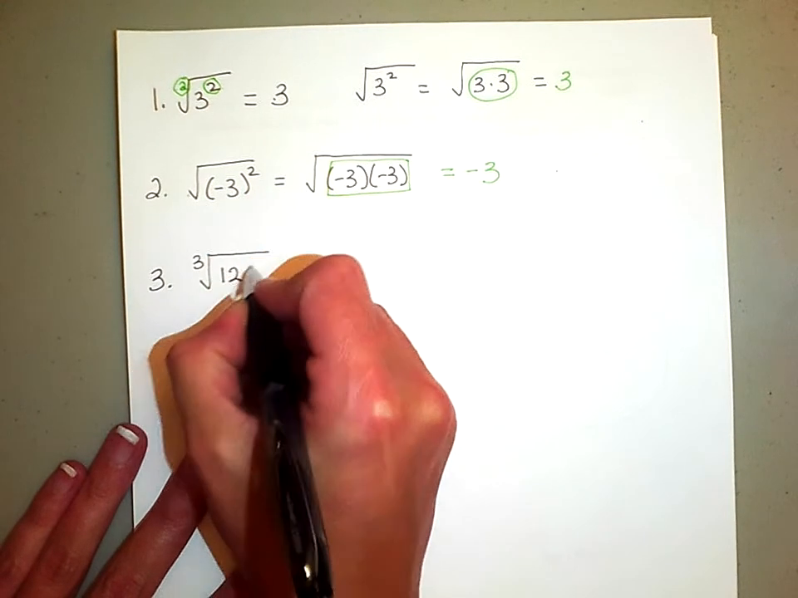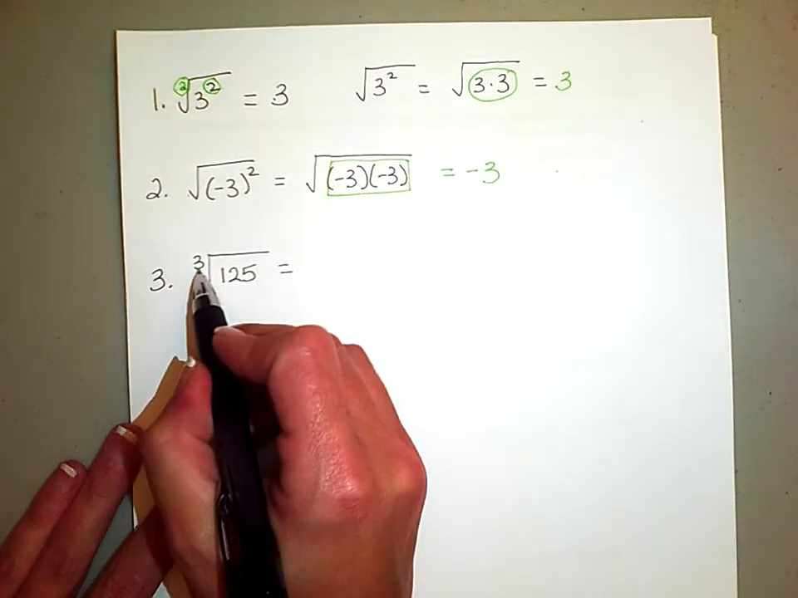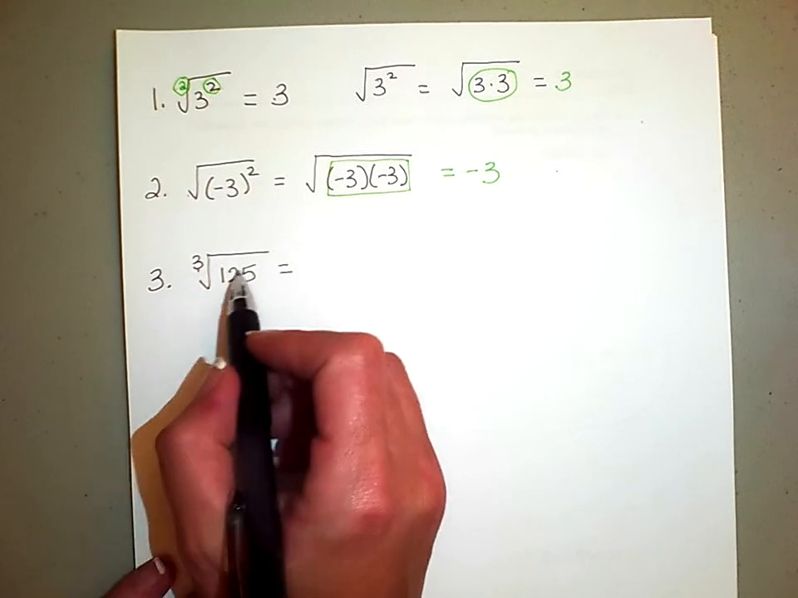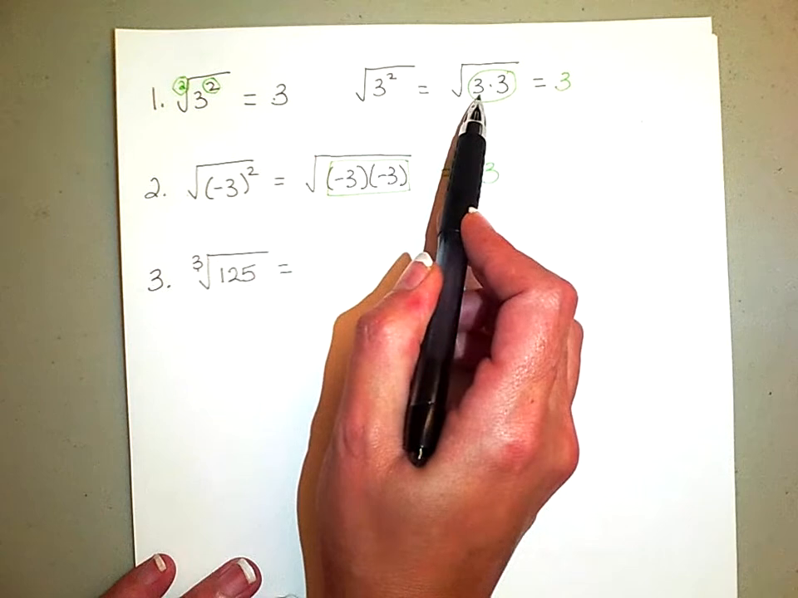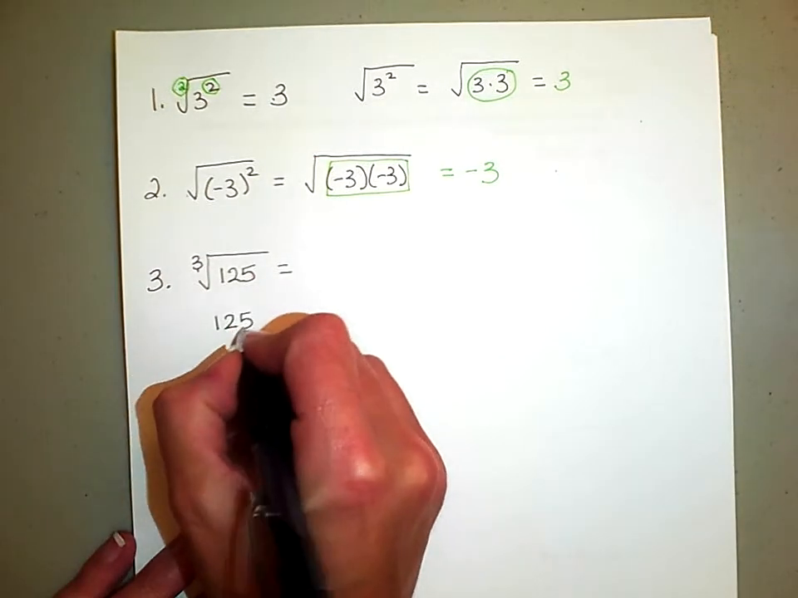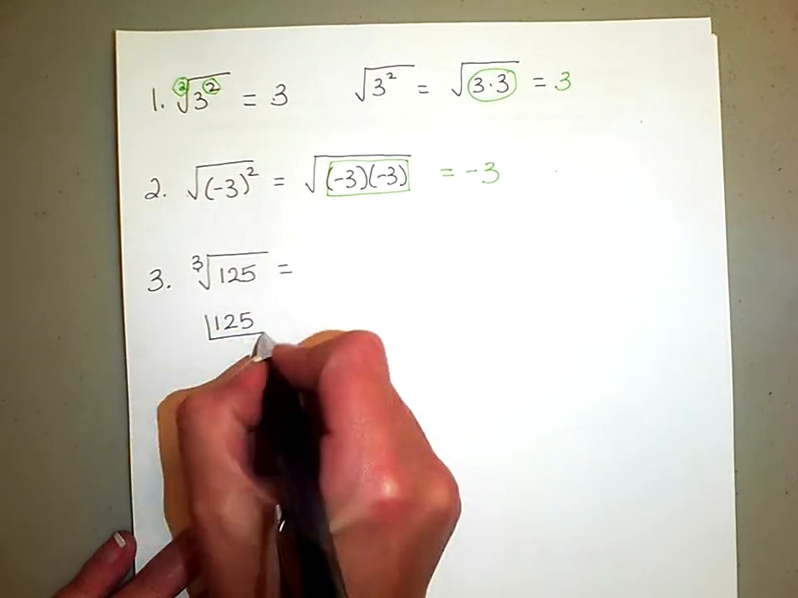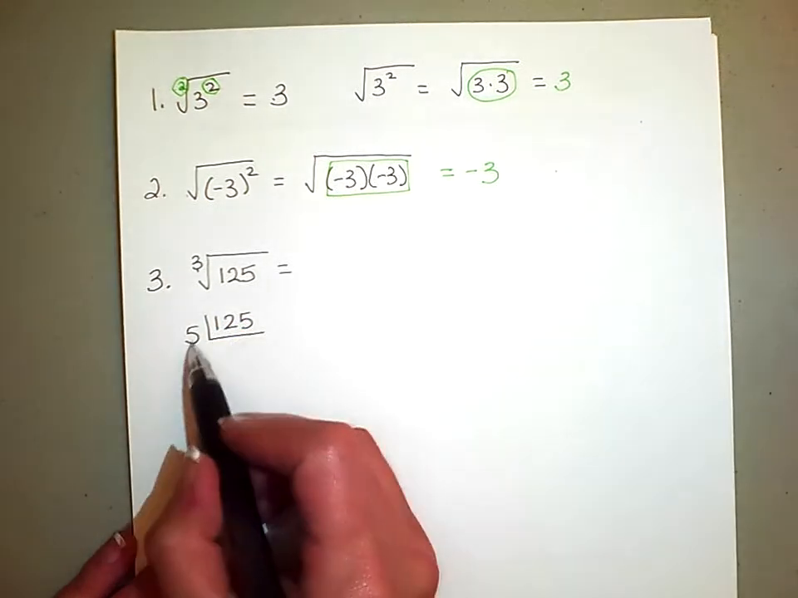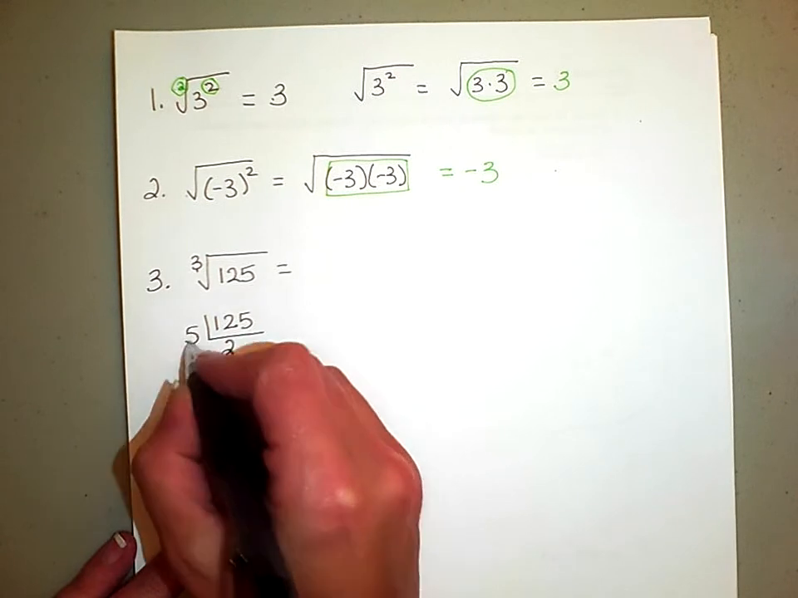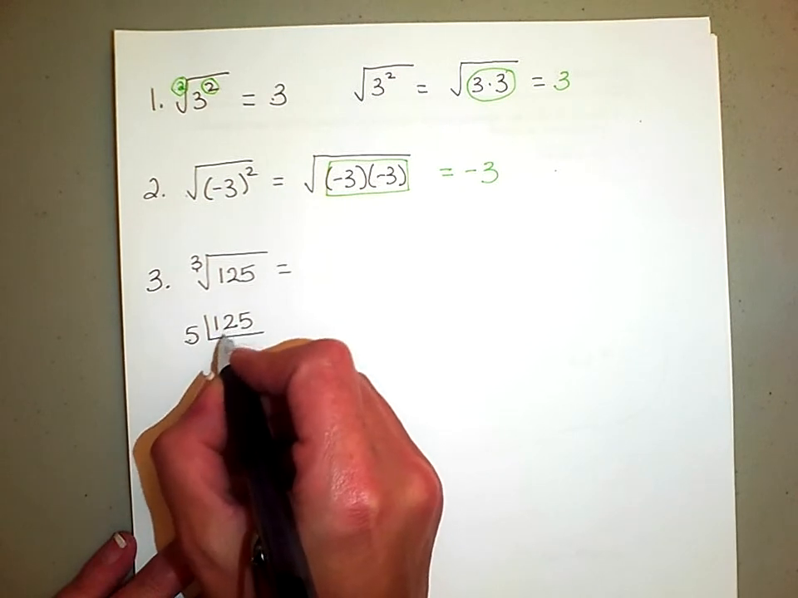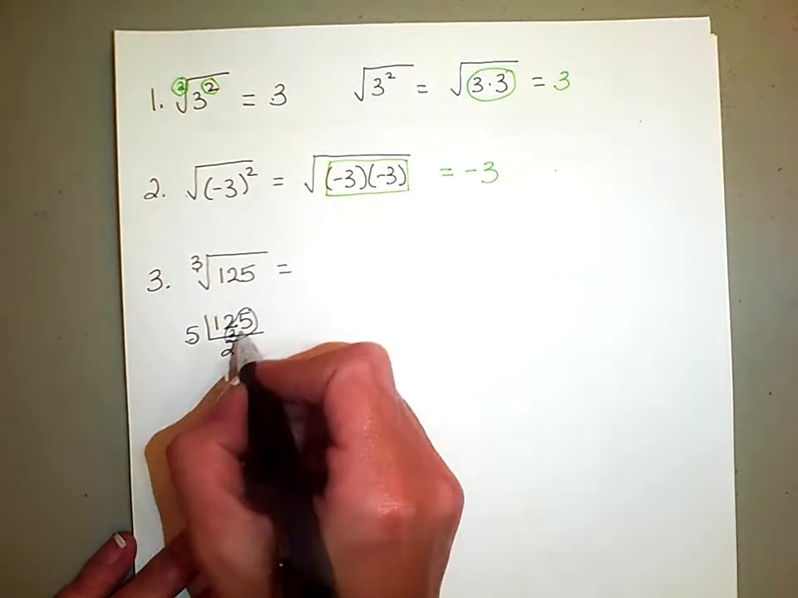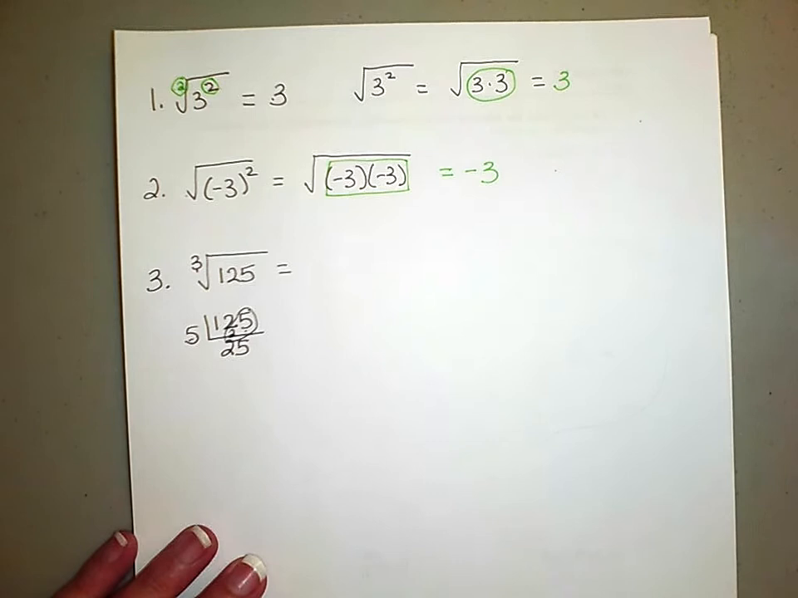For example, the cube root of 125. This is the index. In this case, n is equal to 3. So instead of looking for a group of 2, we're going to be looking for groups of 3. And if we take the prime factorization of 125, 5 will go into 12 2 times, and then 5 times 2 is 10. 12 minus 10 is 2, so there's a remainder of 2. Now I look at 25. 5 goes into 25 5 times.